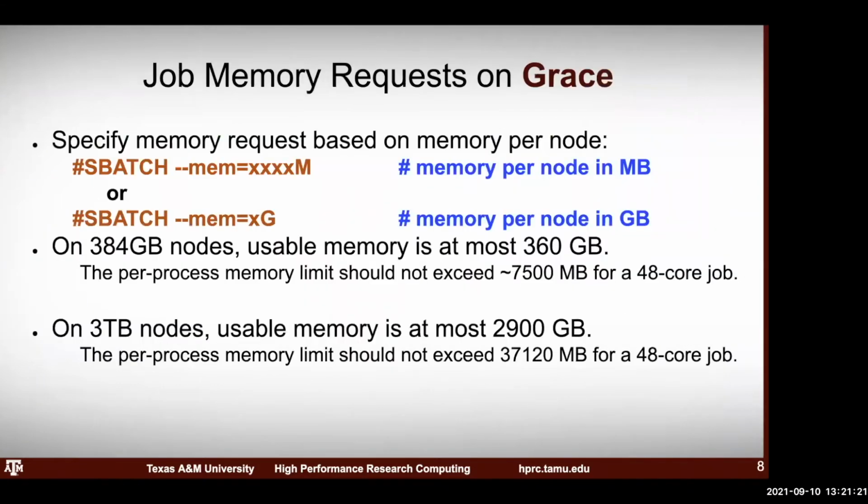Okay, job memory requests on Grace. So when you're specifying memory, remember the line in our job script that specifies memory is sbatch --mem. I want y'all to know that you can specify in megabytes, but gigabytes is probably the way we're going to go. So to keep things simple, we're just going to use a gigabyte example right here. So when you're saying sbatch --mem equals some number, you might be asking, well, how much memory do I have access to? On Grace, the compute nodes have 384 gigabytes of memory. That includes the nodes with GPUs attached.